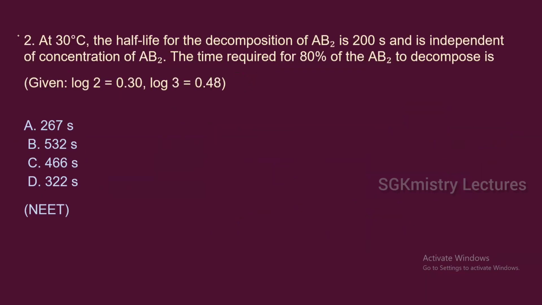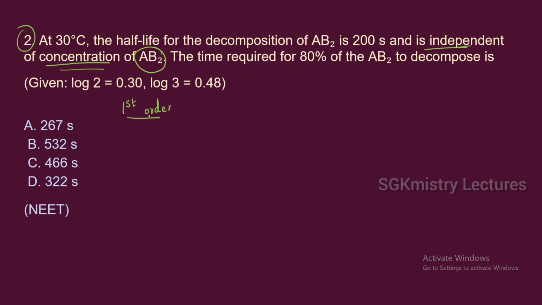Let us go to question number 2. At 30 degrees Celsius, the half-life for the decomposition of AB2 is 200 seconds and is independent of the concentration of AB2. So here the half-life is independent of the initial concentration of the reactant. So it shows that the reaction is of the first order.